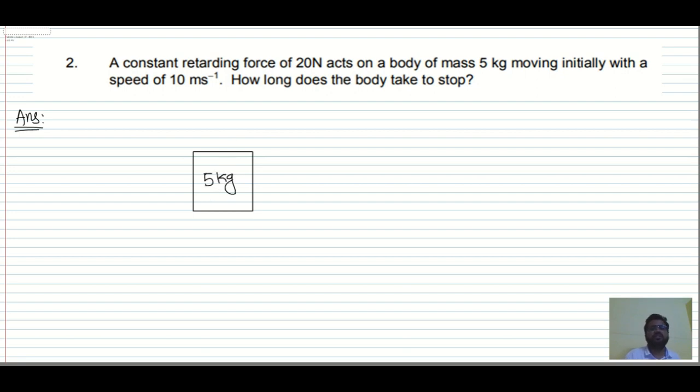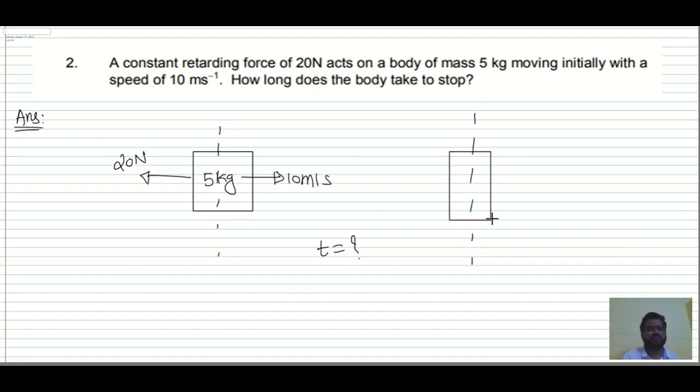which is initially moving with a speed of 10 meter per second. So 10 meter per second speed is given in this direction, and the retarding force is acting in the opposite direction to that of the velocity. Okay. So how long does the body take to stop? Now, as the initial velocity is 10 meter per second, what is the time at which this body has the final velocity, and that is 0 meter per second?